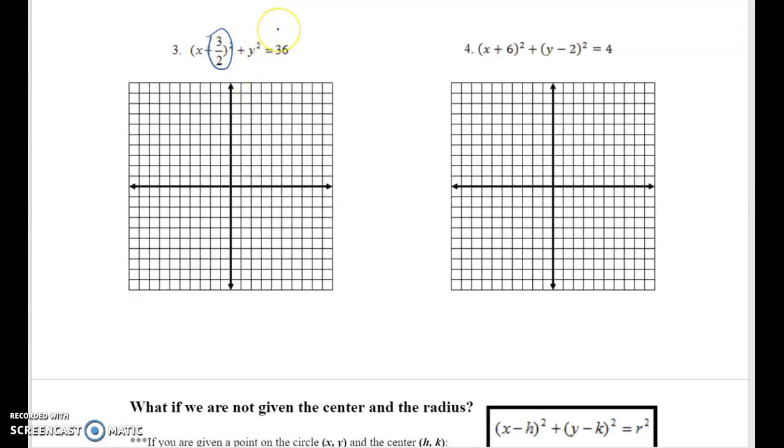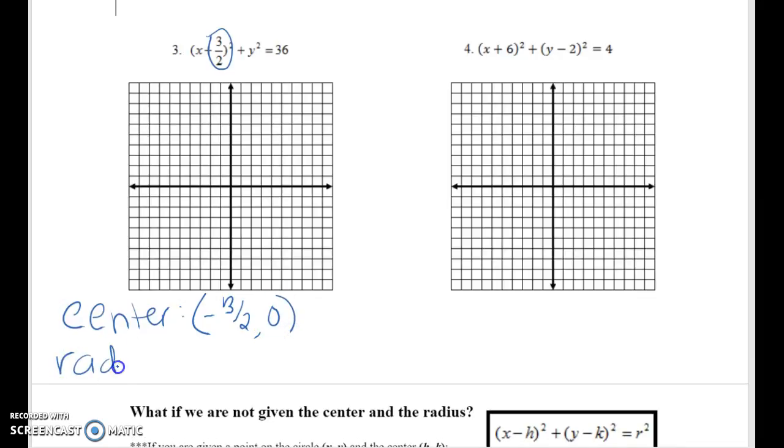Notice there's nothing being subtracted from the y. So if there's nothing being subtracted, that is 0. So opposite is -3/2, 0. Our radius, this is our radius squared, will be the square root of 36, which is 6.